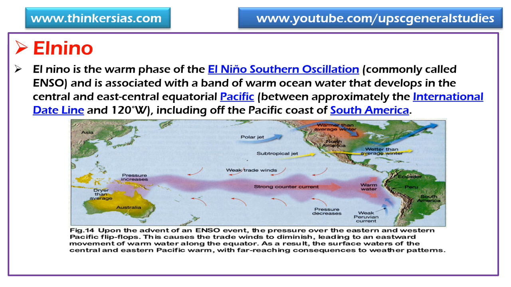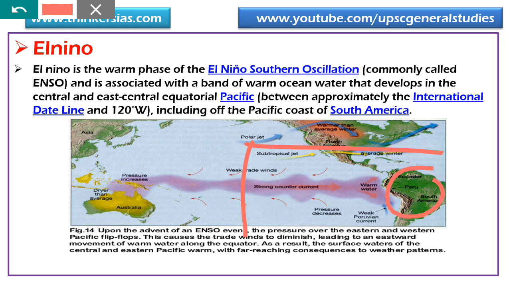Now let's look into the events during El Nino. El Nino is the warm phase of El Nino Southern Oscillation, commonly called ENSO, and it is associated with a band of warm ocean water that develops in the central and eastern equatorial Pacific. It was not the case during normal times, as was discussed here.